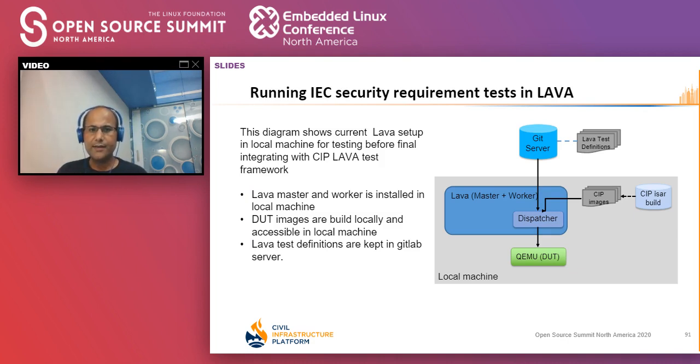currently we are developing Lava test definitions, which will be used to automate testing of security requirements. As it was already explained in the CIP kernel session, automated testing is already happening for CIP kernel using the Lava framework. And in the same infrastructure, we are planning to integrate these Lava test definitions for security requirements once this development is completed. So anyone who wants to verify the security requirements can simply run these test cases, and it can be seen through web UI how the security requirements test cases are passing or failing. So currently these test definitions are under development.